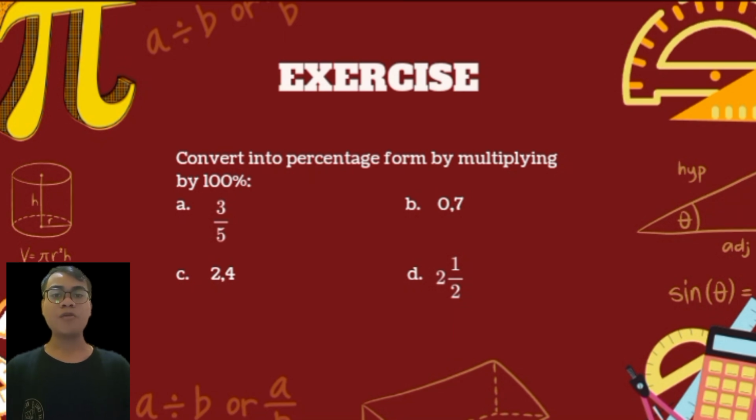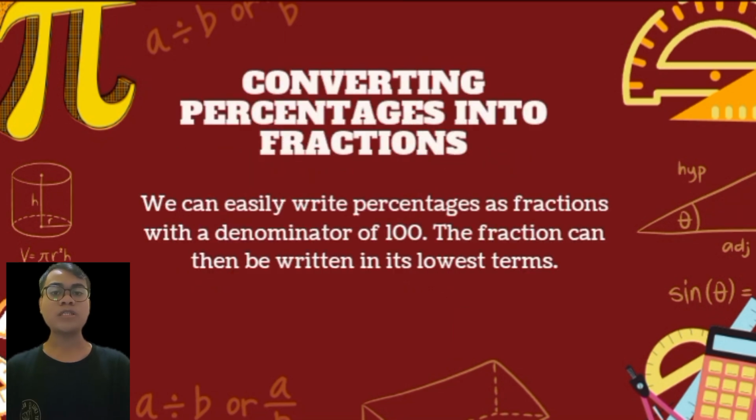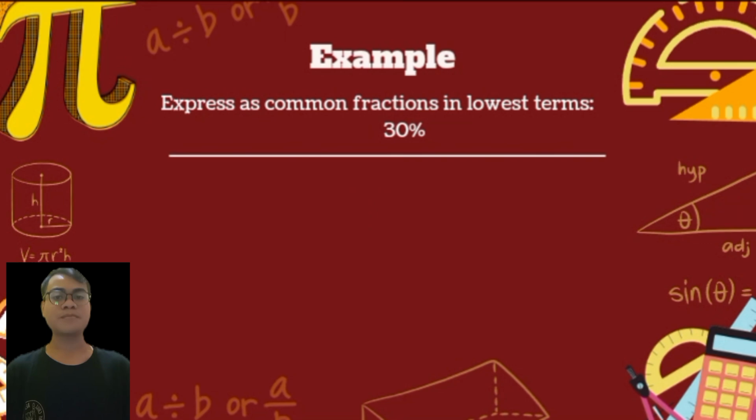Okay, now we move to the second topic, which is converting percentage into a fraction. To do this, we just write the percentage as a fraction with a denominator of 100. Then we simplify it into the lowest terms. Now, let's continue with some examples so you can understand it more clearly. The question is: express the following percentage as a common fraction in lowest terms.